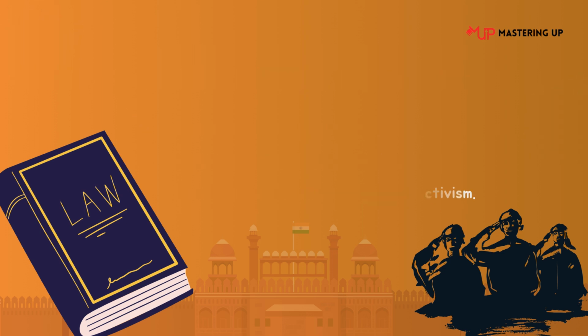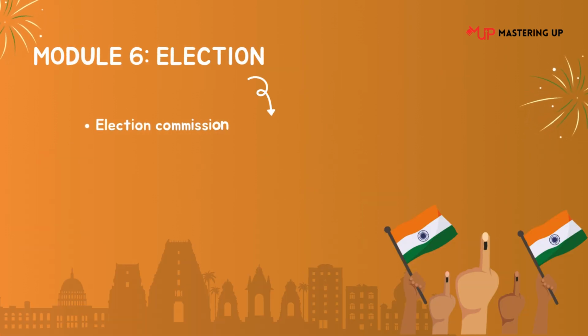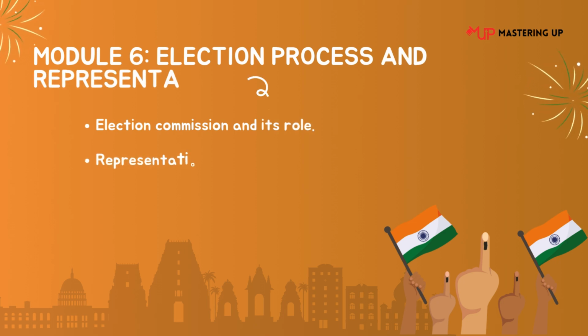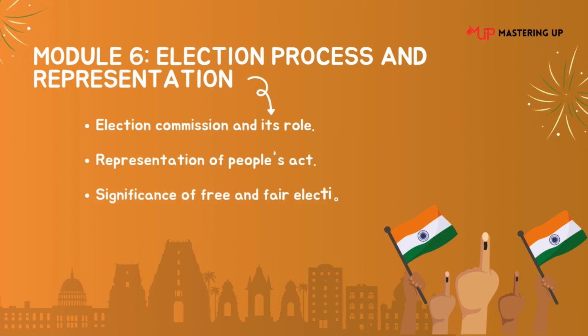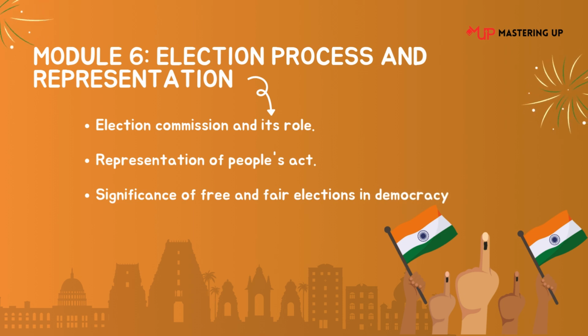Next is module 6, election process and representation, and we will learn the Election Commission and its role. Second is Representation of People Act, RP Act, and third is significance of free and fair election in democracy. So we will learn in module 6 an overview of the election process, like Indian flow a democratic election process with regular and periodic election, and it's administered by the ECI, Election Commission of India.